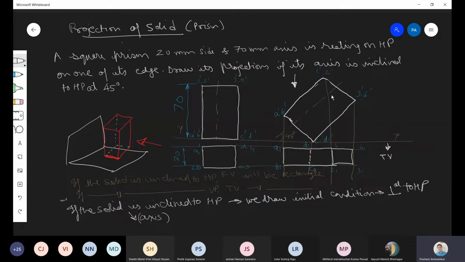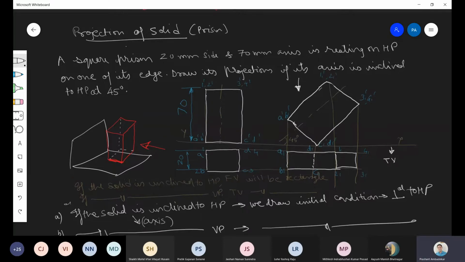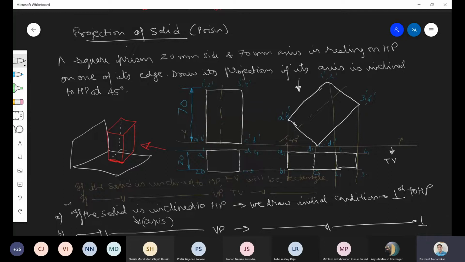So always remember, if it is inclined to HP, first draw it perpendicular to HP. Similarly, if it is inclined to VP, then we draw it in the initial condition perpendicular to VP. Now, what will we do in second stage? In second stage, we want it resting on HP, on its edge.